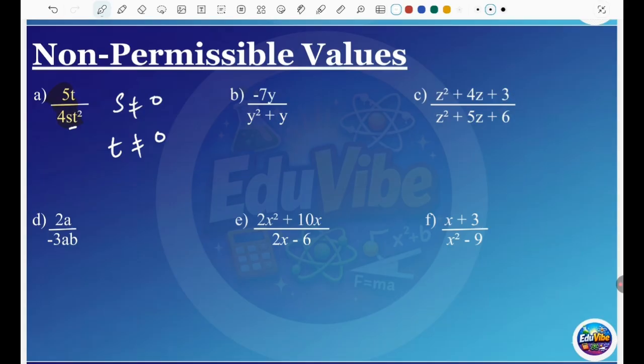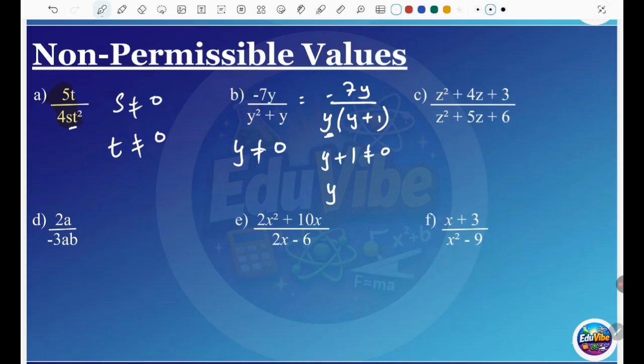Next, we have minus 5y divided by y squared plus y. The denominator can be factored, so take y as common. We are left with y times y plus 1. Now, y is not equal to 0, and y plus 1 is not equal to 0, so y is not equal to minus 1. Anything in the denominator that can become 0, we have to take. So y can't be 0 or minus 1. That was the NPV.